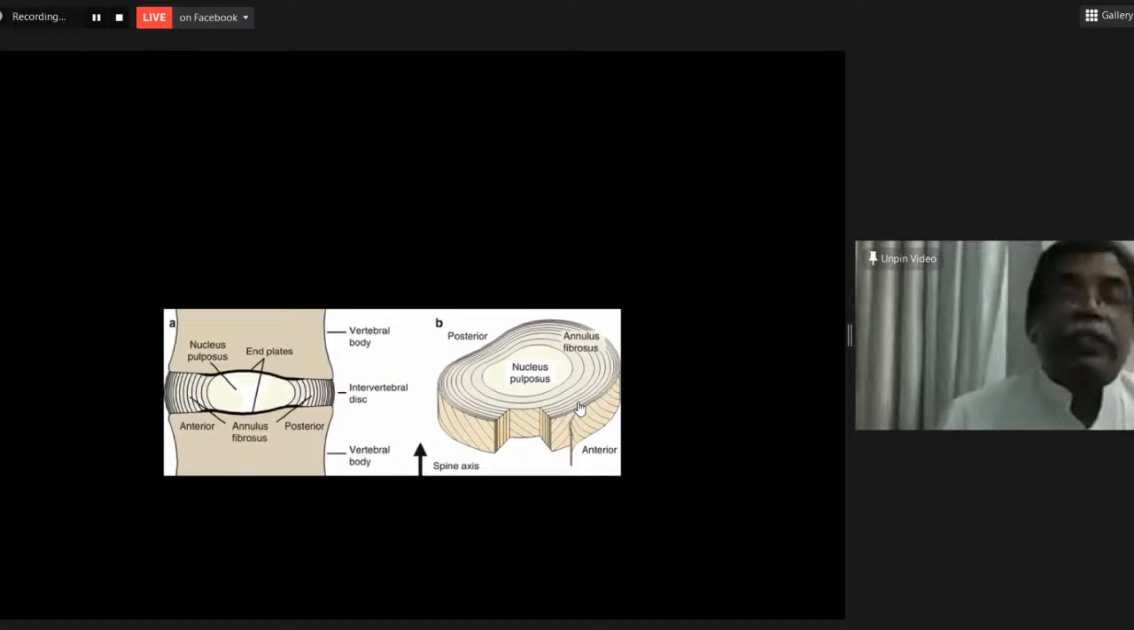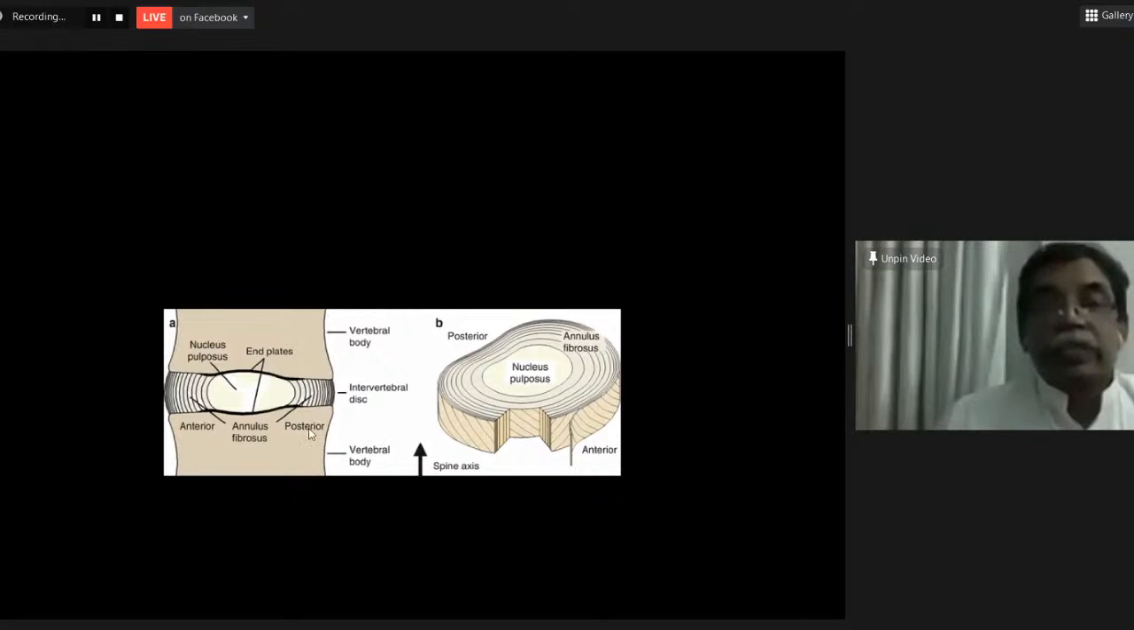As the spine is subjected to a lot of pressures, jerks, and stresses, the intervertebral disc acts as a shock absorber to prevent the vibrations, the shocks, the degenerative forces from reaching up to the brain, and that's why it is an important structure.